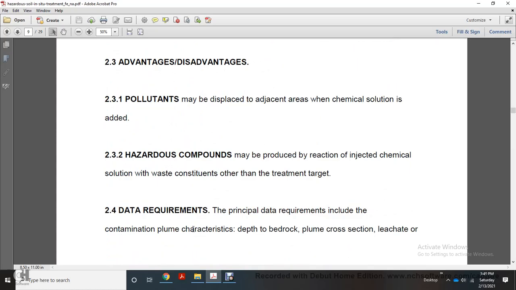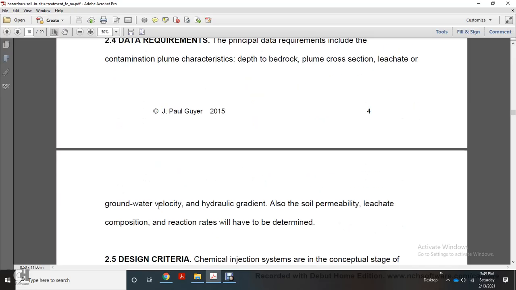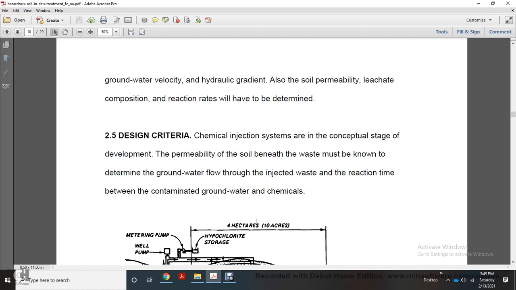Data requirements. Principal data requirements include the contamination plume characteristics, depth to bedrock, plume cross section, leachate or groundwater velocity, hydraulic gradient, soil permeability, and leachate composition and reaction rates, which will be determined. Design criteria: chemical injection system, conceptual stage development. The permeable soil beneath the waste must be determined, along with groundwater flow through the injected waste and reaction time between contaminated groundwater and chemicals.